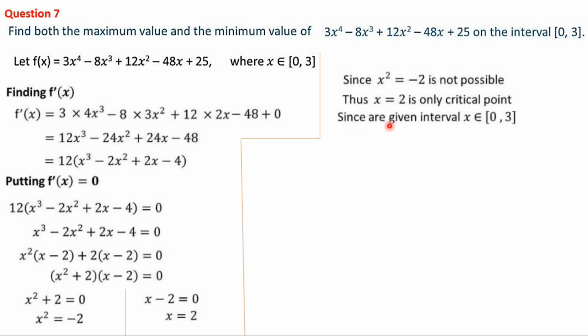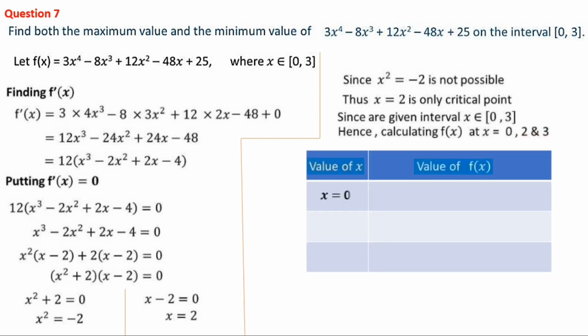Since the given interval is the closed interval 0 to 3, there are 3 points we have: 0, then 2, and 3. Hence we calculate f of x at x is equal to 0, 2 and 3. So let's find out the values. For x is equal to 0, the first point, f of 0 means replace x and put 0 in f of x. That is 25 will be coming, because all these x terms will change to 0. Product of a number into 0 is 0 itself, so only 25 is there.